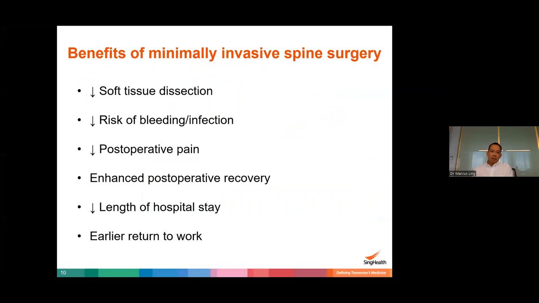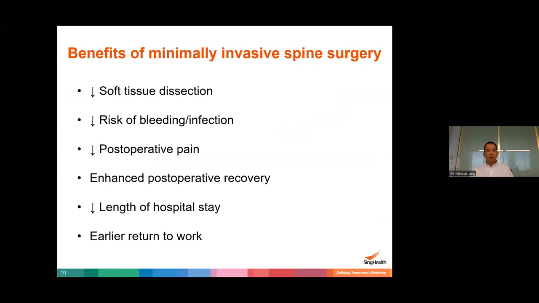So let me move on to the next section of my talk, which is the benefits of minimally invasive spine surgery. I think it's pretty self-explanatory. Why go for a big operation? Why go for a big incision when the problem can be solved using minimally invasive approaches? So the benefits would be reduced soft tissue dissection, reduced collateral damage, and when there's less trauma to the soft tissue, the risk of bleeding and infection will naturally go down.